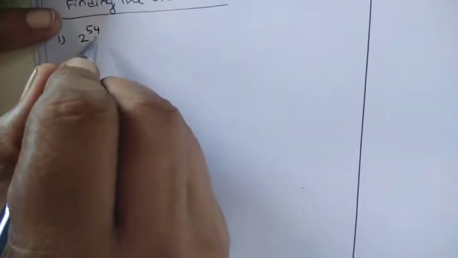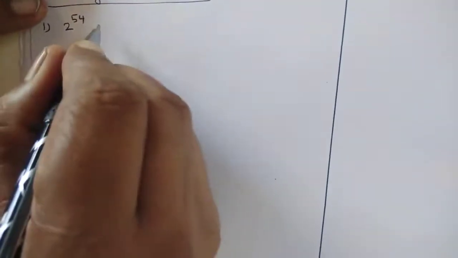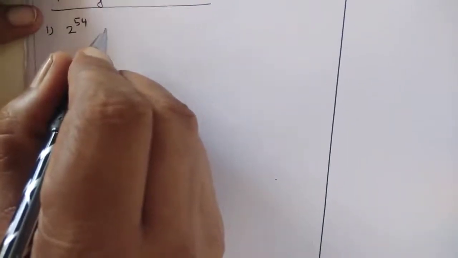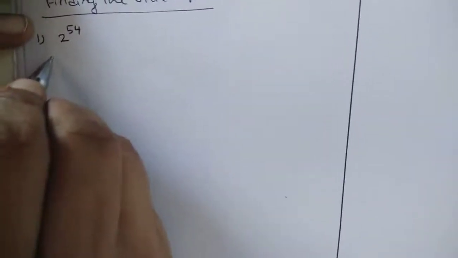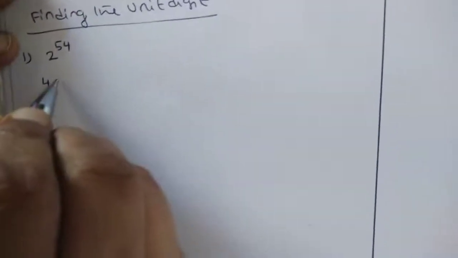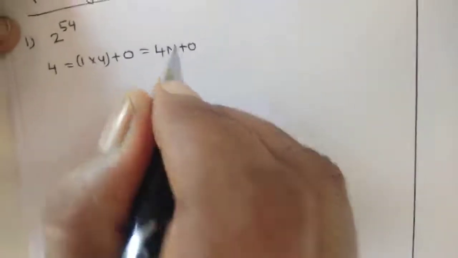Here 2 into 2 into 2 up to 54 times. The last digit is finding somewhat difficult. Here I will tell some shortcut method. For example, you take the multiples of 4. For example, you take the number 4. It can be written as 1 into 4 plus remainder 0. That is, this system is called 4n plus 0 system.